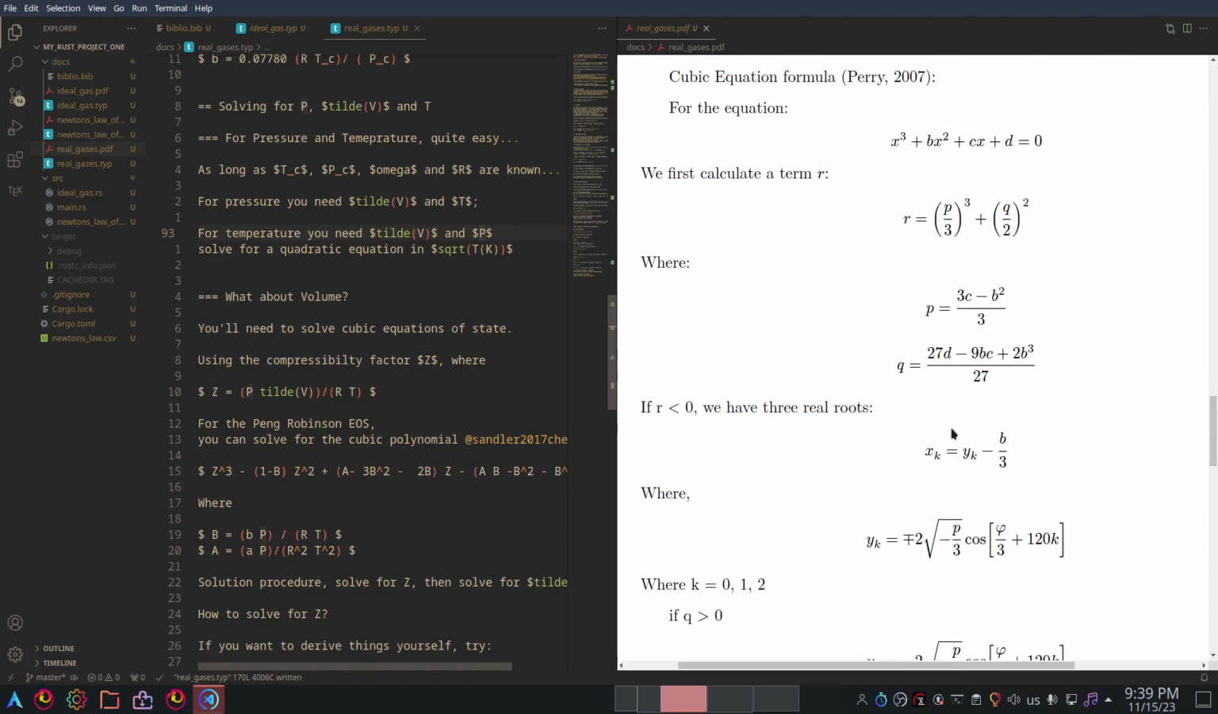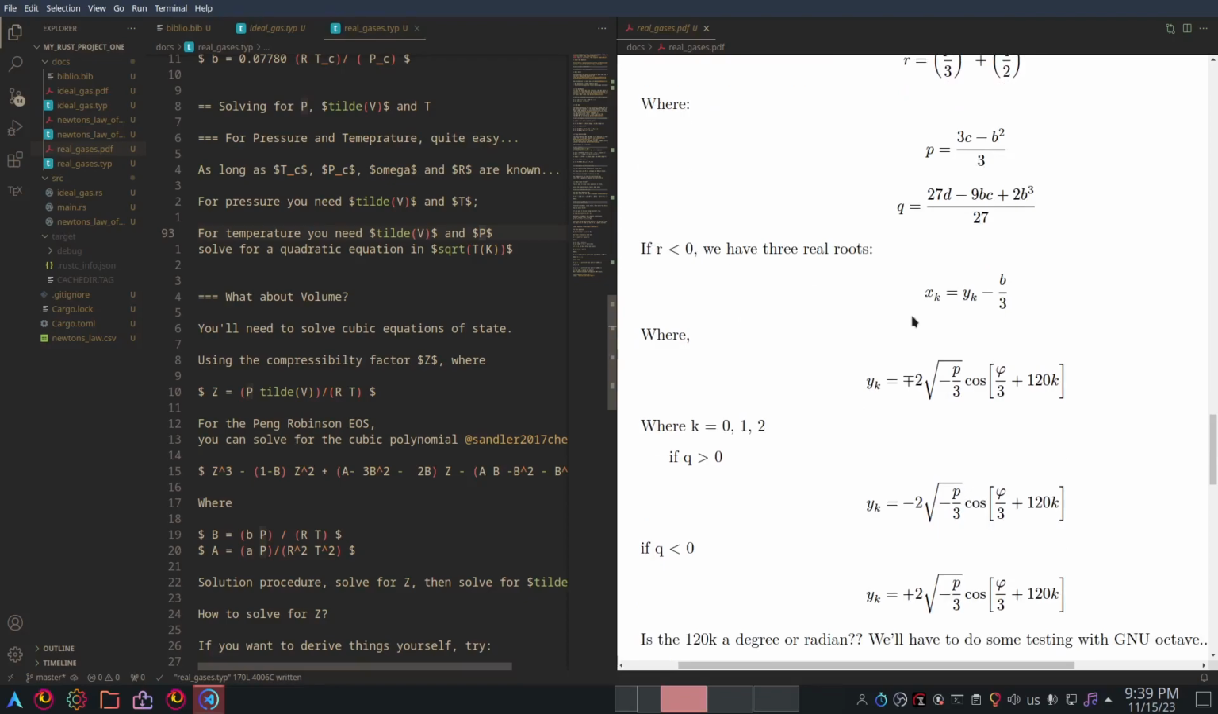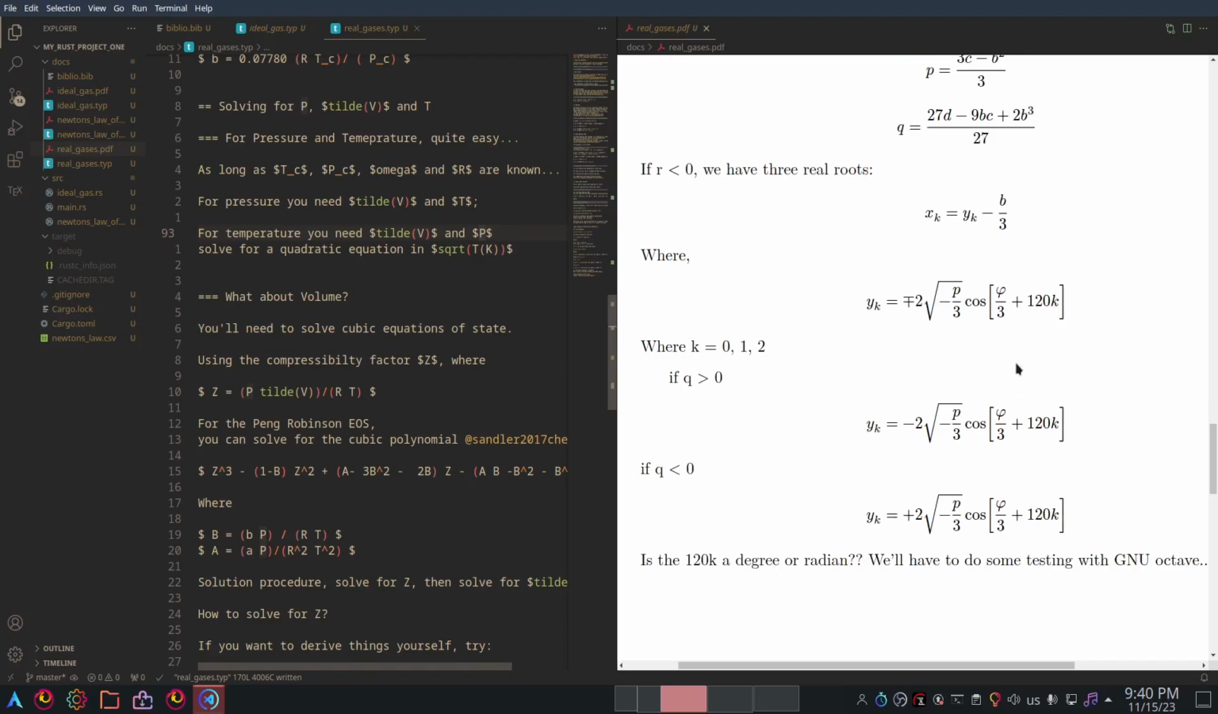So let's first explore the case where we have 3 real roots. If we have 3 real roots, our real roots will be in this form: xk equals yk minus b over 3, where yk is this very long thing here. Okay, is this a cosine term? Okay, this cosine term, according to that formula, we'll have a phi by 3. Okay, phi is actually an expression in q and p. So let me write down what phi is. I forgot to write it just now.